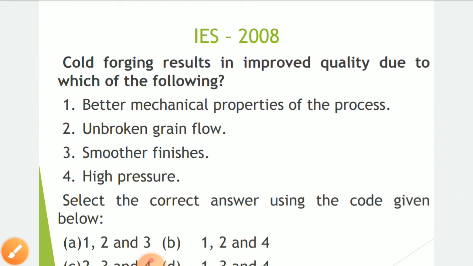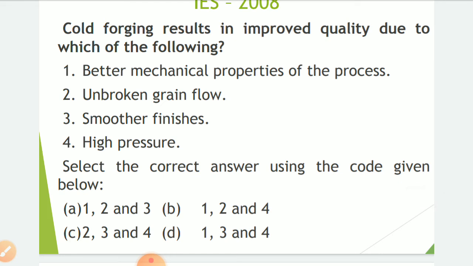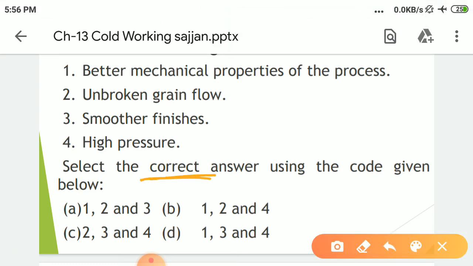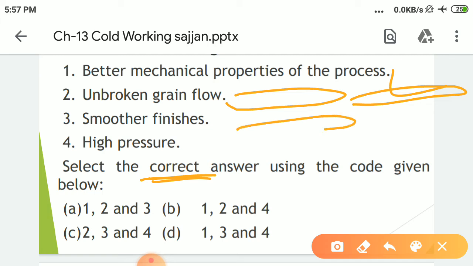Now the next question is, cold forging results in improved quality due to which of the following? So find the correct statement here. Better mechanical properties of the process, yes. Unbroken grain flow, yeah. Now here you might get confused. Two words are there. One is distorted. Grain always gets distorted, but here he is talking about unbroken. That's very true, because in case of cold forming, grains are like this, so they are unbroken. And one of the biggest strengths of cold working is this one only, unbroken grain flow.